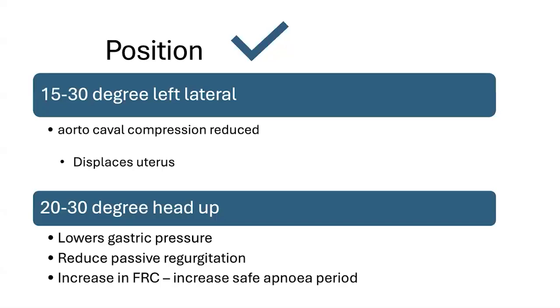Positioning of the patient is very important. Left lateral tilt with 15 to 30 degrees will displace the uterus, and it will reduce the compression of the IVC, will help fetal blood flow and reduce the drop in umbilical cord pH. 20 to 30 degree head-up tilt will lower the gastric pressure, reduce passive regurgitation, and it can also increase the FRC, increase safe apnea period.